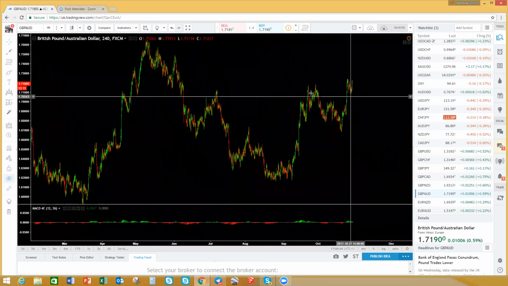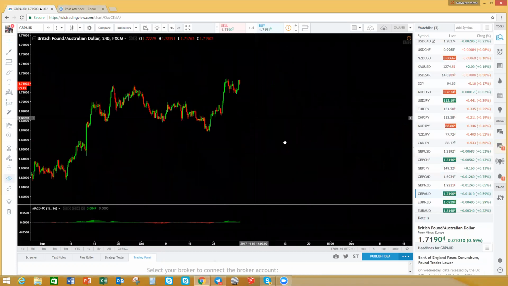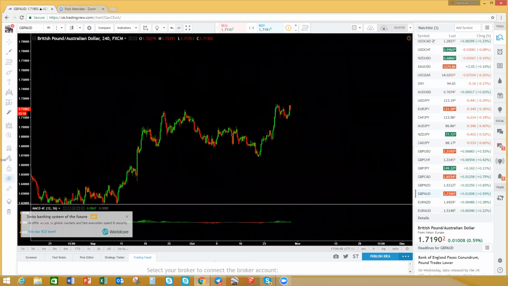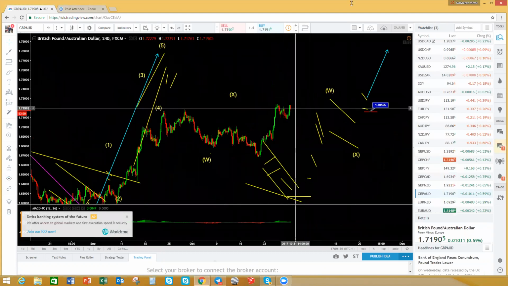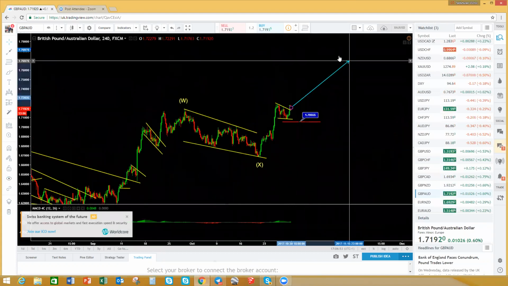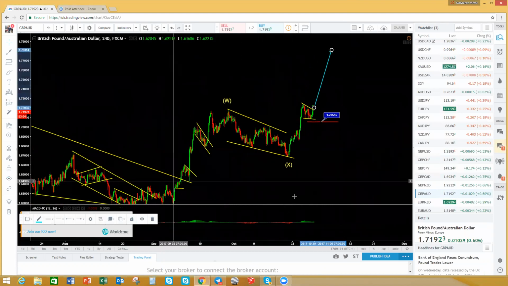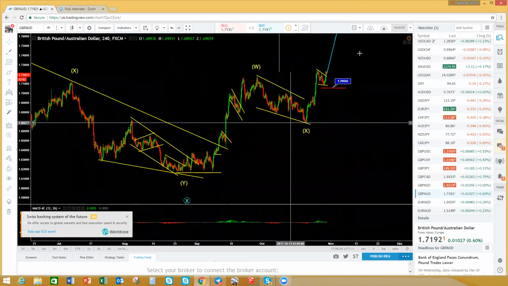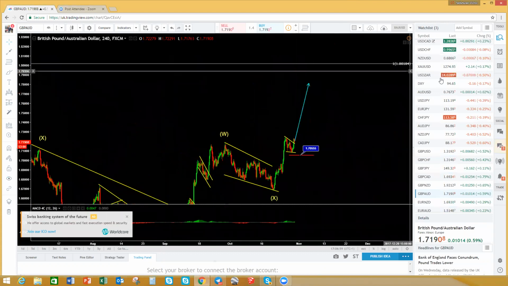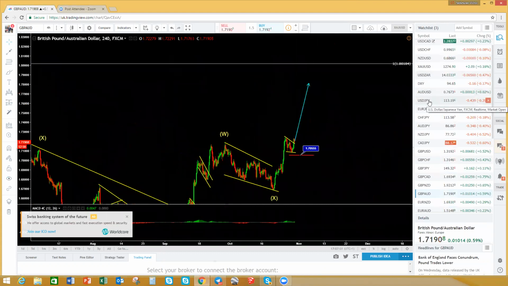So pound Aussie, we are looking for upside. Looking for upside, obviously, because we want the sequence. That sequence is not completed yet. And we took this right at the bottom here. We're still gonna ride it all the way up. All right. Pound New Zealand, we already did. Pound CAD.